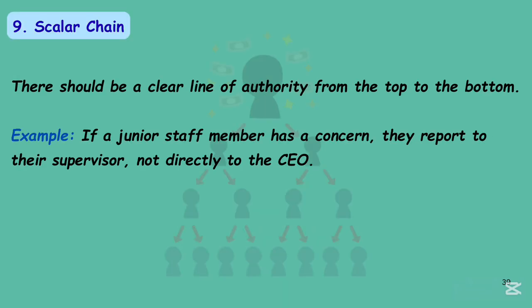9. Scalar chain. This is the clear line of authority from top management to the bottom. Example, like a ladder, CEO to manager to supervisor to staff. Everyone knows who they report to and who they take instructions from.